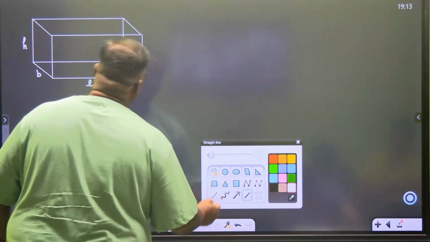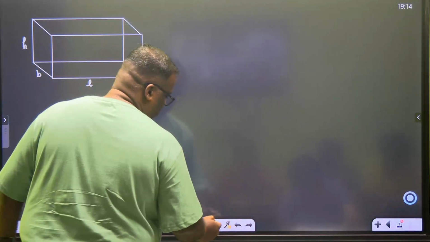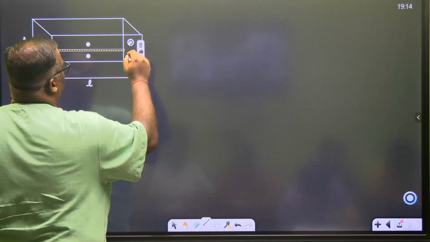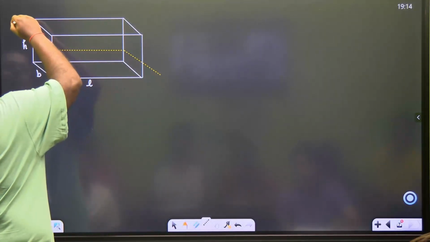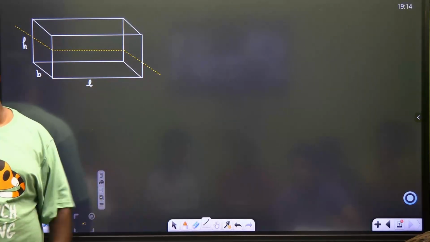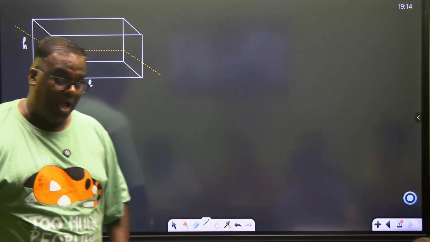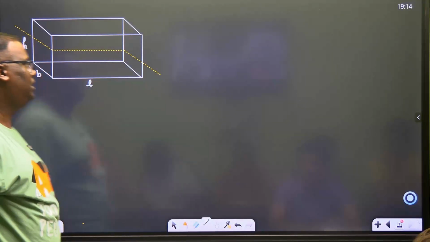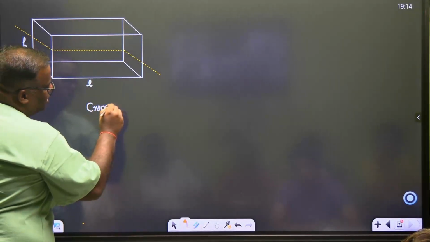Let's say you take a samurai sword and take out a section view like this. Section view means what, beta? Imagine that this is the vanilla ice cream brick that you have bought, and you have sliced the ice cream brick along the length, and you try to see it from the top. What do you see? You see a rectangle, right? So that rectangle is known as the cross-sectional area.